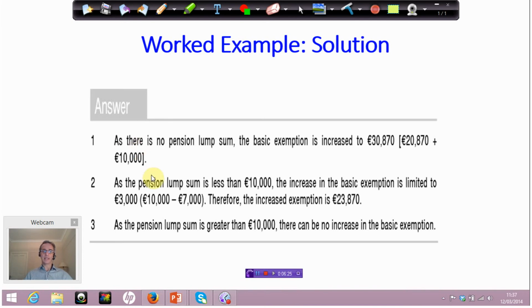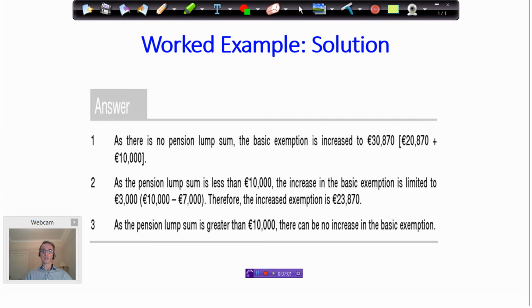In the second instance, we had a pension lump sum of 7,000 euros. So in effect, what we're looking to do is to reduce that value of 10 by any pension lump sum. Okay, and that leaves us 3,000 being added to the basic exemption. Now, in the third instance, and this could be the more likely of the three, the pension lump sum was 12,000 euros, so in effect greater than 10. So there can't be any increase in the basic exemption at all.